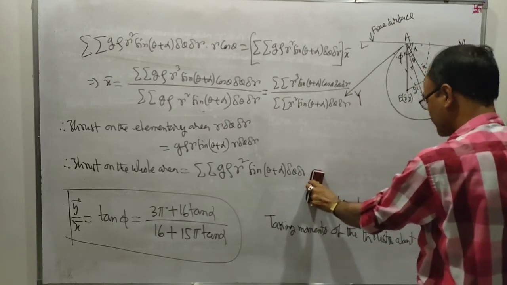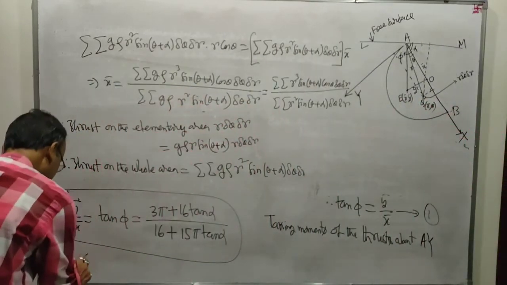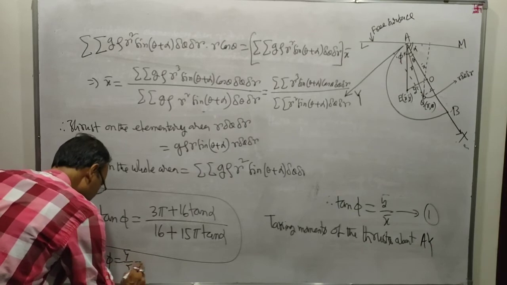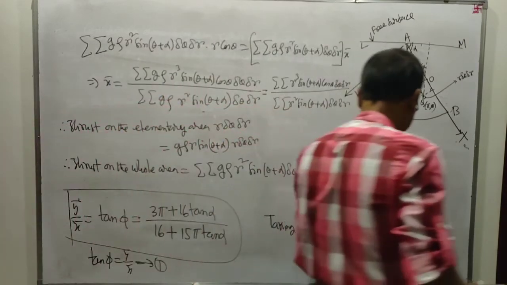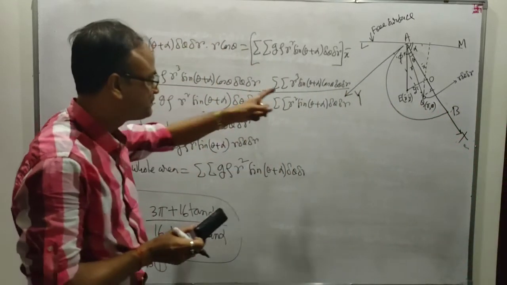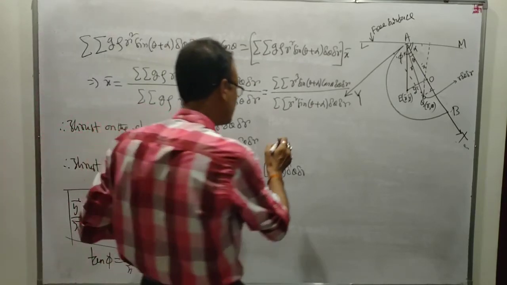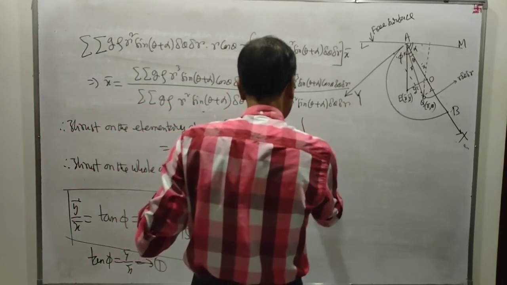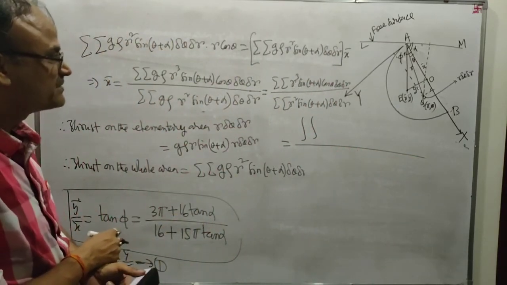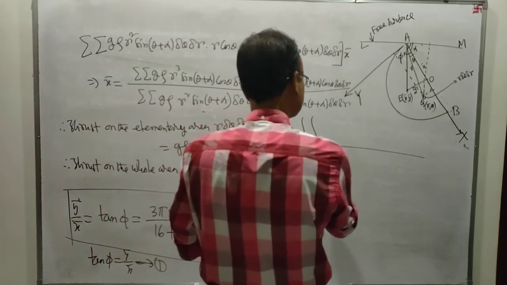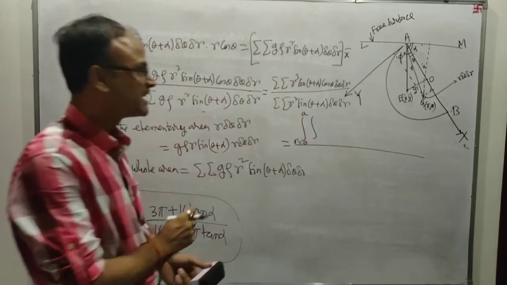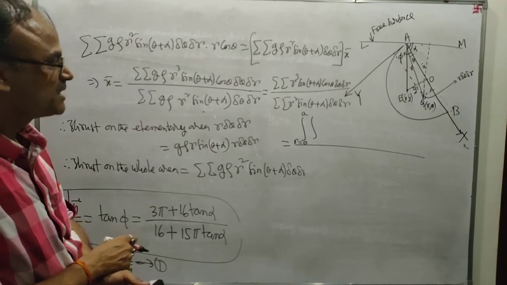Y bar by X bar. Tan phi equal to Y bar by X bar. This is number one. Next, just convert it to the integration sign. What will be R? R is equal to 0 to A. A is the radius of the circle.